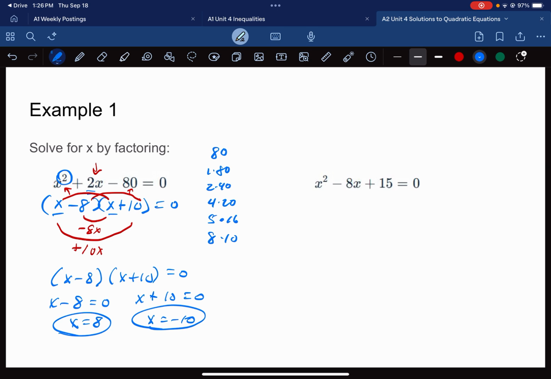Linear equations, power of 1, we only got one answer. So you want to try this one? Stop the video if you need to.